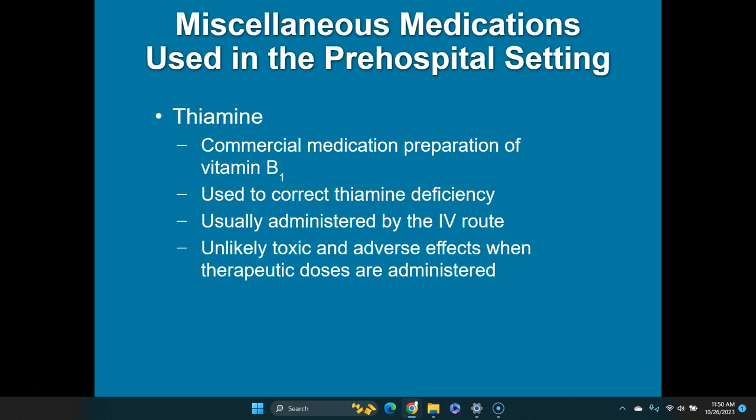Thiamine, commercial medication preparation of B1, vitamin B1, used to correct thiamine deficiency, given IV, unlikely toxic and adverse effects when therapeutic doses are administered. So, someone who's severely malnourished, you want to give them thiamine before you give them dextrose. Helps their body process it a lot better. And those who are high alcohol users as well, they might have a thiamine deficiency.